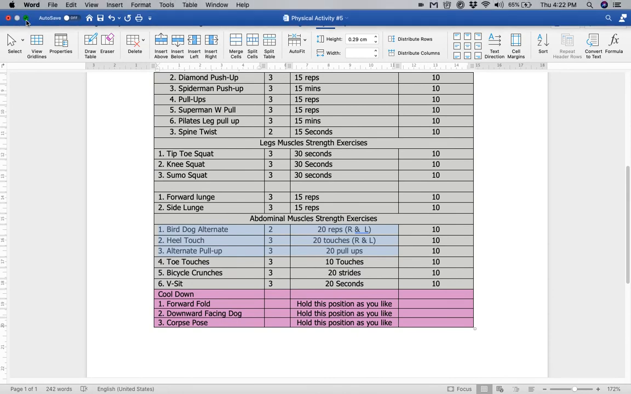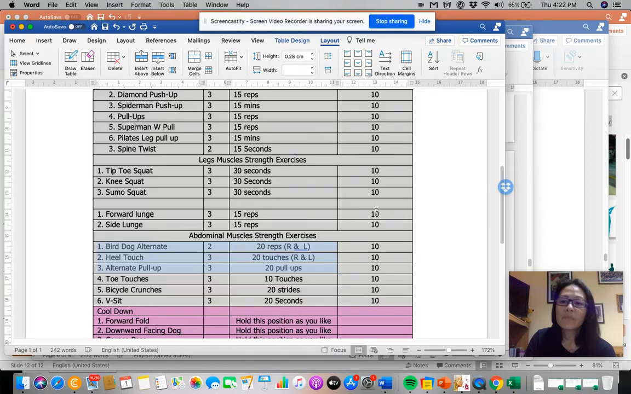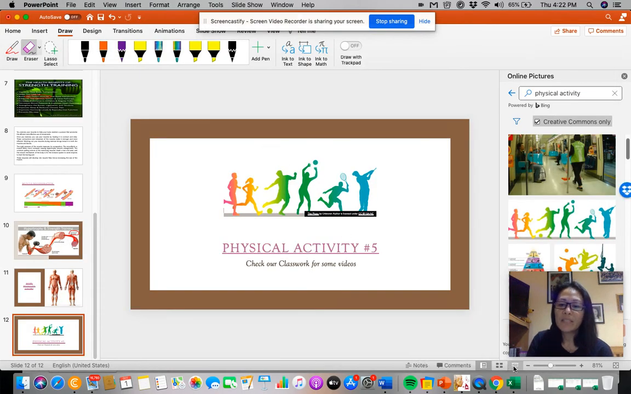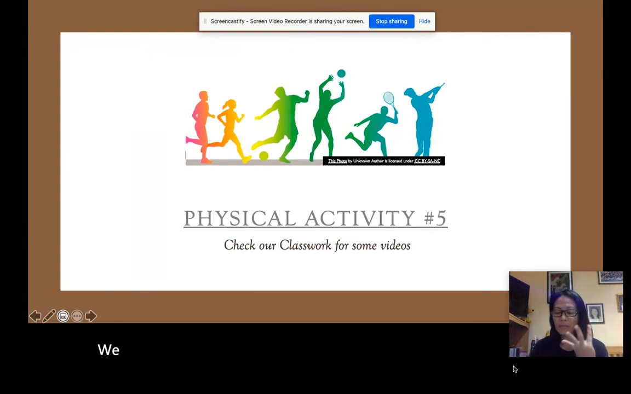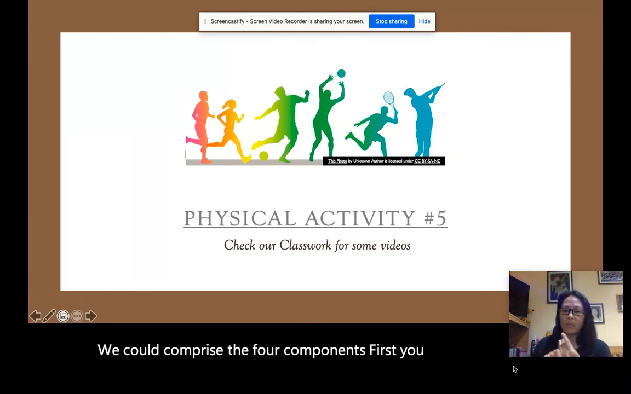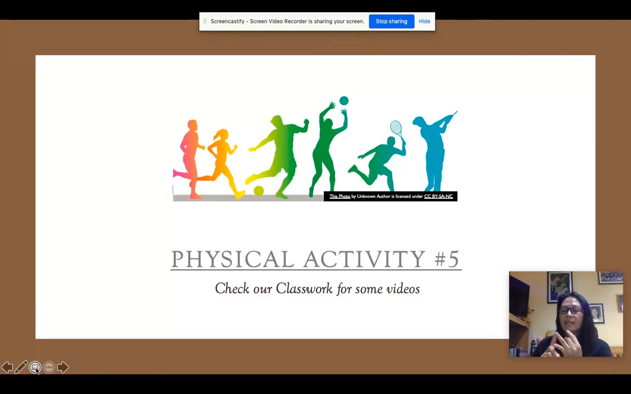So, your physical activity for this week would comprise the four components. First, you have to have the warm up exercises, and then include the dynamic stretches. So within the warm up are the dynamic stretches, and then you have to have endurance exercises, and then the strength, and of course the cool down. The four components of the exercise should be in your activity number 5.